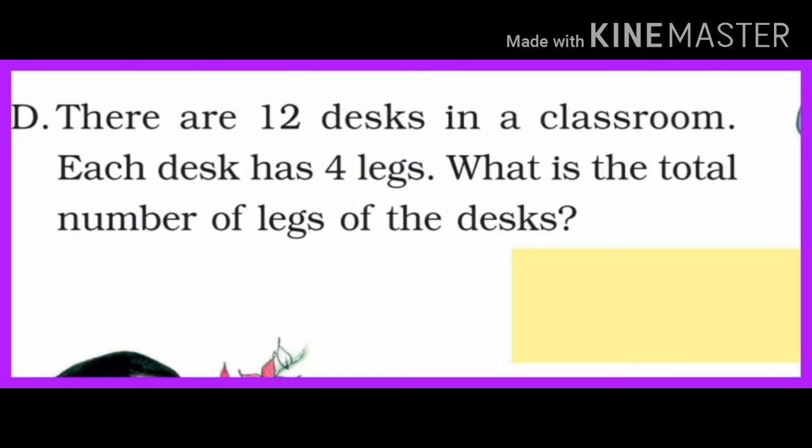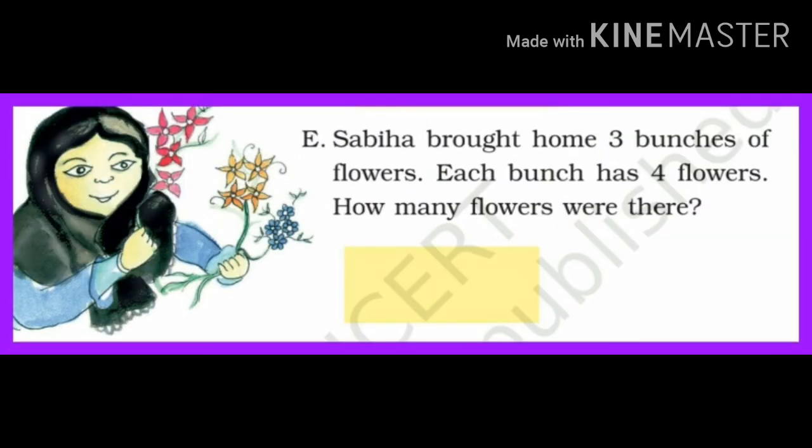Next one. There are 12 desks in a classroom. Each desk has 4 legs. What is the total number of legs of the desks? Here we have 12 desks in the classroom. Each table has 4 legs. What is the total number of legs of all the desks, that is tables? So we will write here 12 multiplied by 4 is equal to 48.